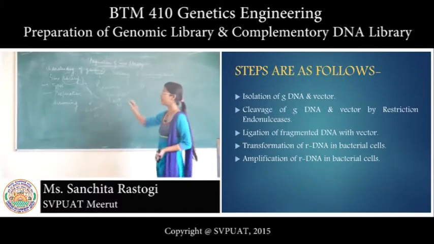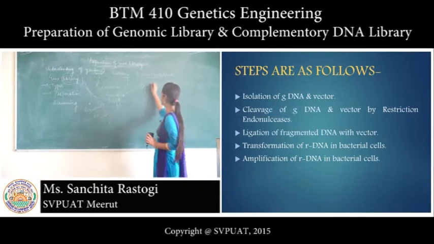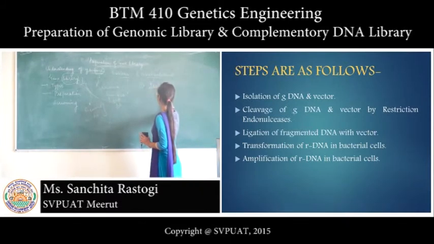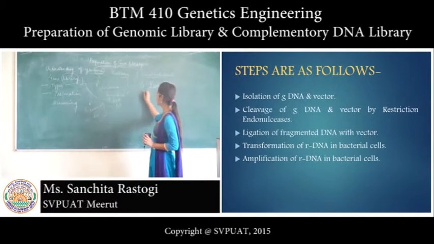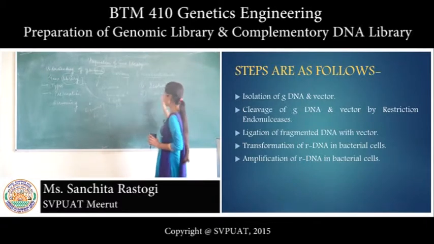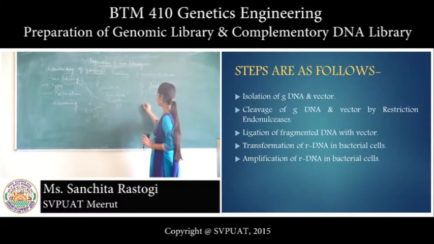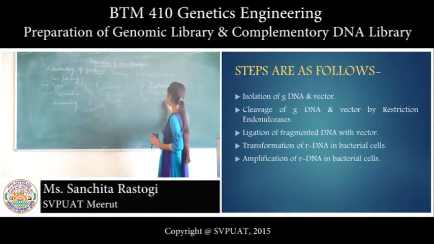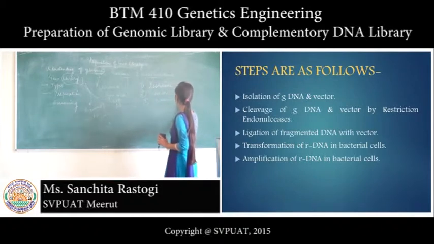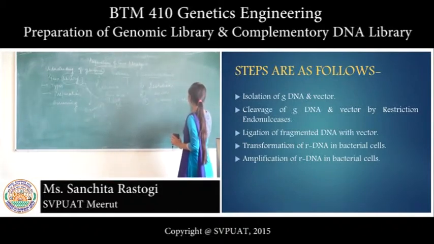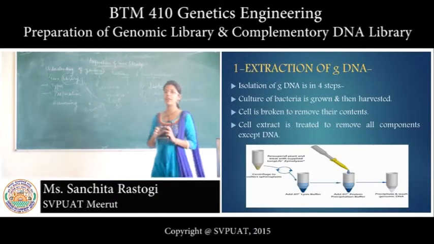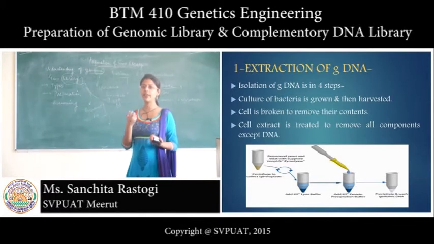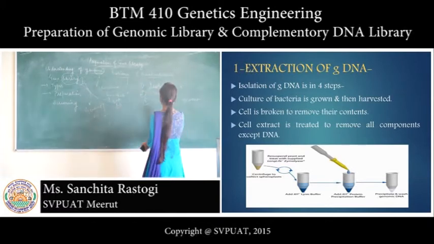In order to prepare a gene library, we have to first isolate the DNA content. So, isolation. After isolation, we have to load it into a particular type of vector. After loading into a vector, we need to check out the cloning or the expression of the loaded DNA. For isolation, we need to rupture a particular cell type from which we are isolating the DNA.